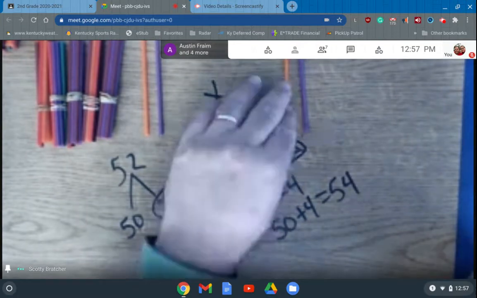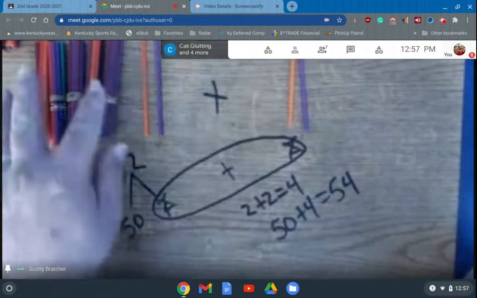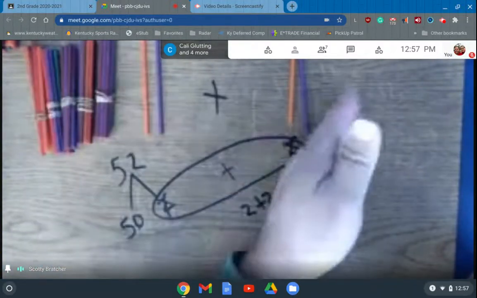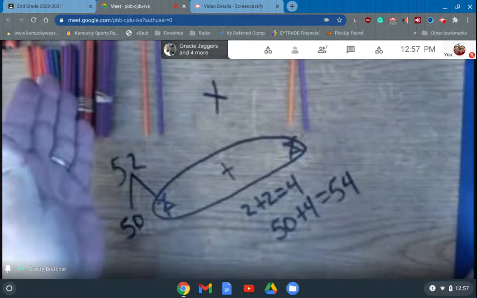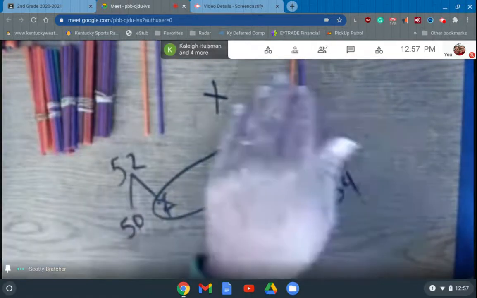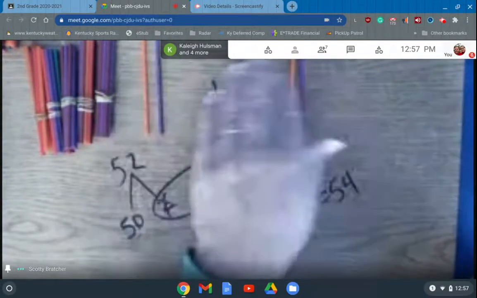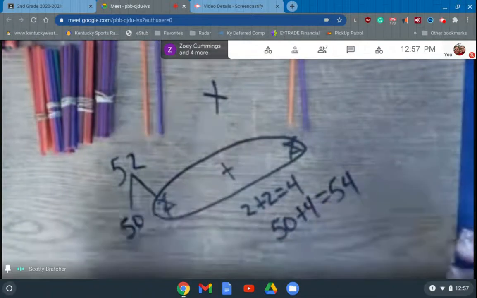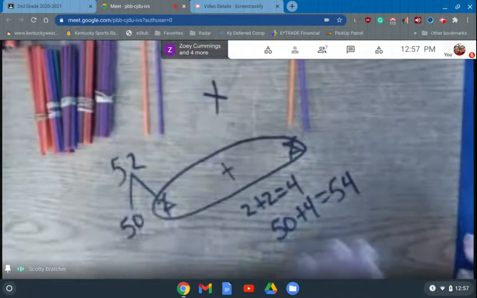So, this 50, I didn't have anything over here to add to it, did I? Okay? There's no 10s over here at all. They're all just 1s. Okay? So that's how I changed this up. We got used to adding 10s, and then I just showed you 1s.